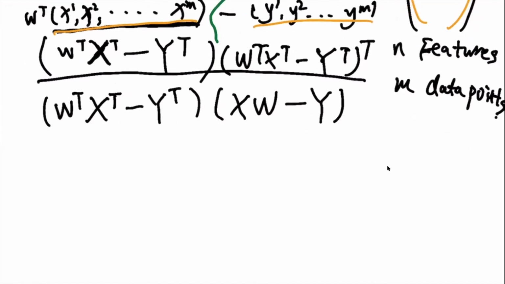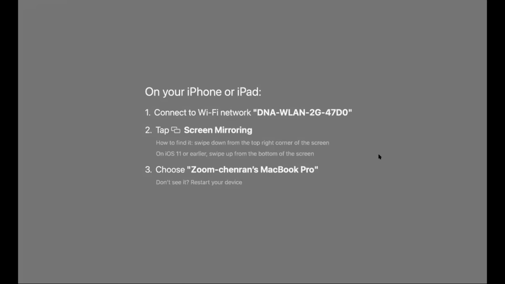It will be W transpose X transpose X W. This term and this term, multiply them together, and minus Y transpose X W, and minus W transpose X transpose Y. And don't forget the last one, Y transpose Y.